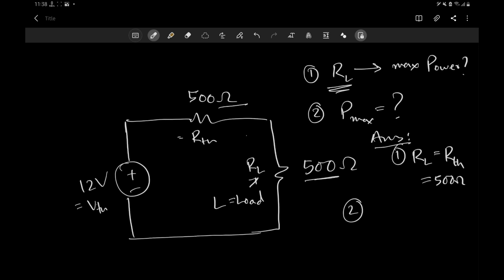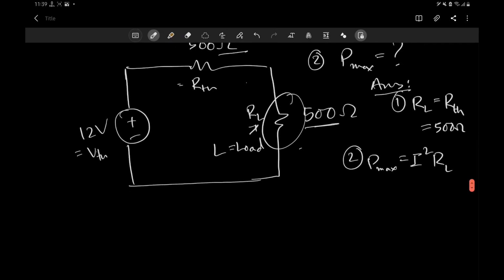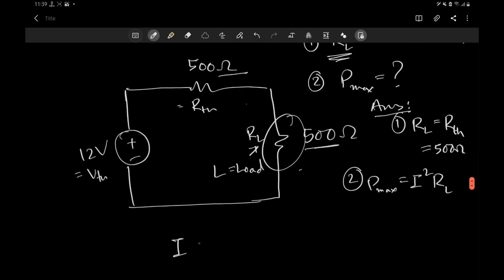Well, that's actually very easy, because as you can see, the maximum power is when we have 500 ohm resistance, right? So that means the power this resistance is consuming right now is the maximum power. So let's calculate that. How can we calculate that? We can just do I squared R, so here RL, obviously. So we have to calculate the current first. How can we calculate the current?